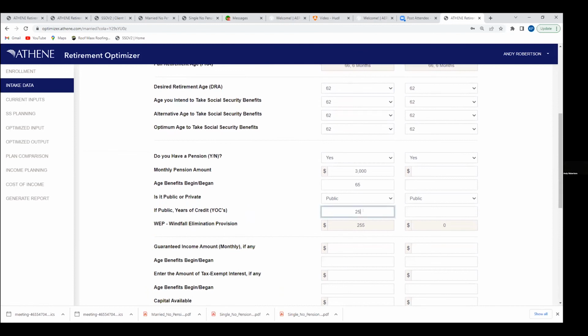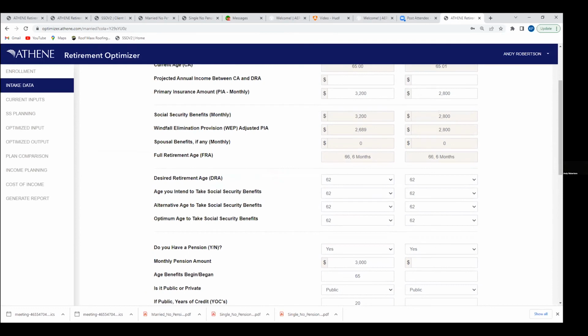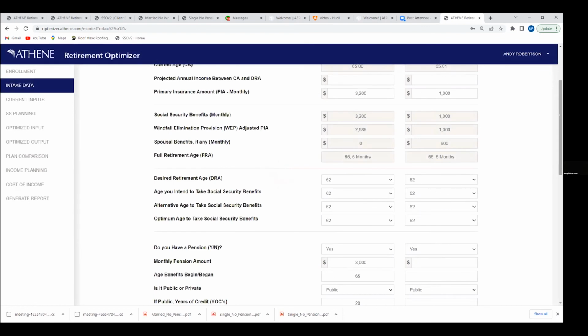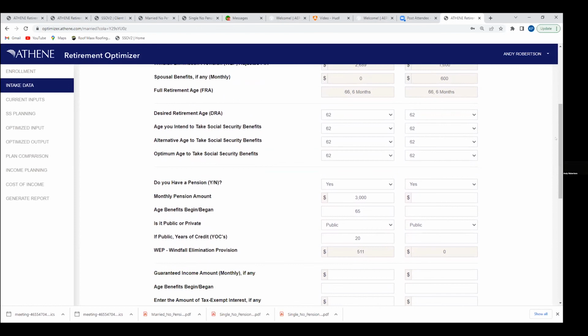Now let's say I put in 20, so it's going to be a max WEP reduction. That changes it slightly, right? Right. Now it's $26.89. Let's go back and say the spouse's PIA is 1,000. Now it's going to calculate the spouse's spousal benefit, based upon the WEP. So here's the windfall elimination provision figure right here. That's the actual reduction, right?